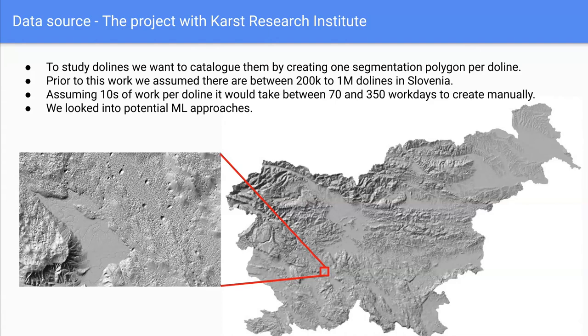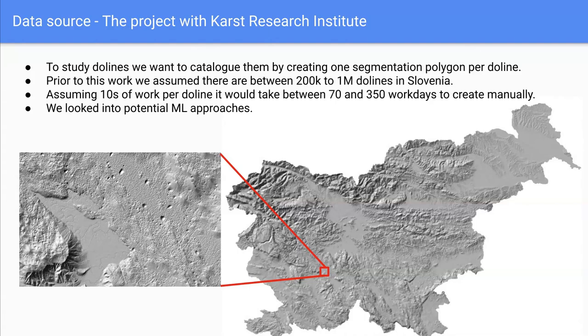So we wanted to create a catalog of the entire Slovenian set of dolines. We estimated there would be 200k to 1 million of them. I should specify, I did this in collaboration with the Institute of Karst Research in Postojna. They had a small budget, and I was basically the only one working on this, in a kind of freelance setup.